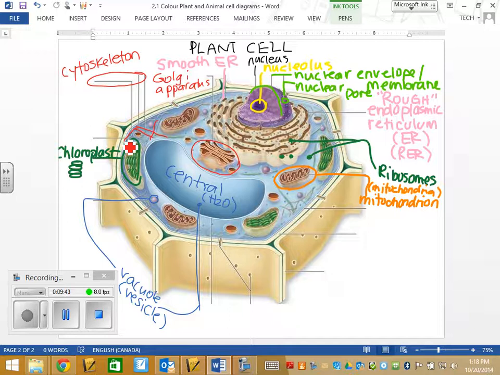There's also a line somewhere around here. Oh, right here, that is pointing to just plain old cytoplasm. That's the stuff that's inside the cell. It's like a jelly. It's a fluid.